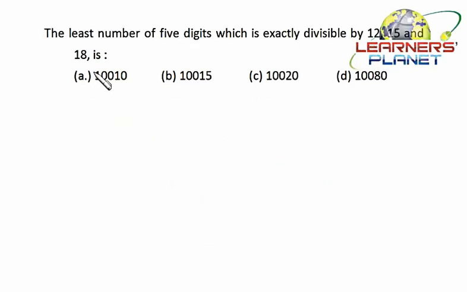Now let's see this problem. The least number of 5 digits which is exactly divisible by 12, 15 and 18. Okay, now we have to find out the LCM of 12, 15 and 18. Then any multiple of this LCM which is having 5 digits will be the answer to the problem. But friends, we can even go by elimination of options. Let's do it. Okay, now our answer should be a multiple of 12, 15 and 18 as well.